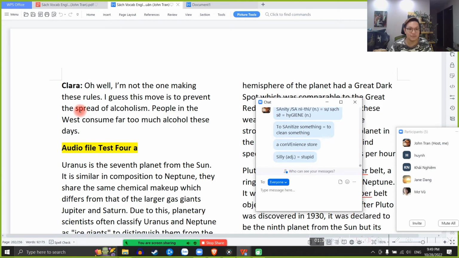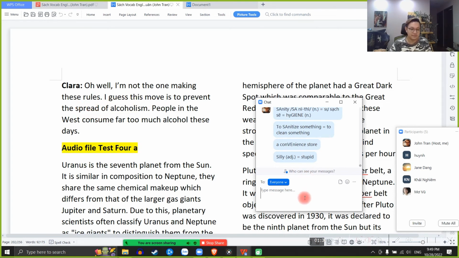Prevent the spread of alcoholism. People in the West consume too much alcohol these days. Okay. Oh well, tôi đâu phải là cái người tạo ra mấy cái luật như vậy đâu. I'm not the one making these rules.